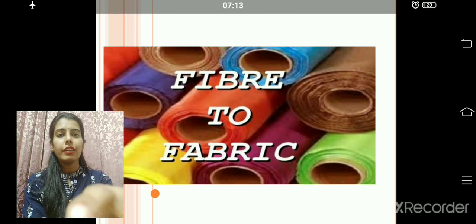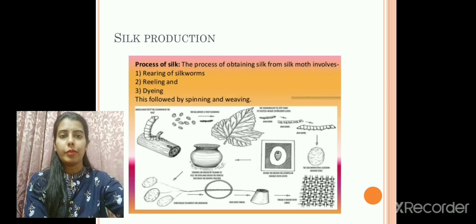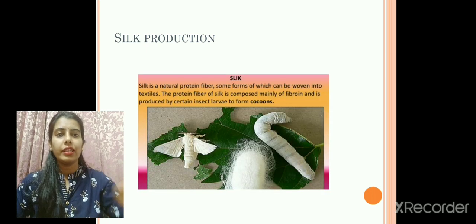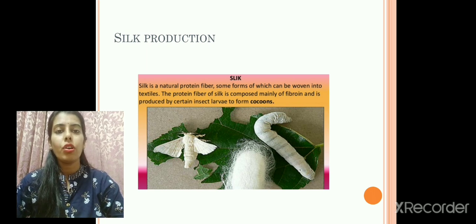So to start with, silk fiber is a protein fiber. It has a natural shine. It is very lustrous in appearance. Silk was developed around 5000 to 8000 years back, long ago in China. Later it was transported to India, Africa, Middle East, and this route developed as the silk route.